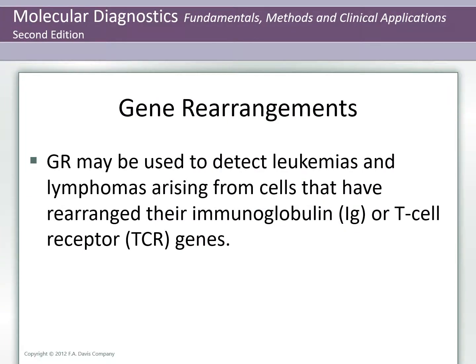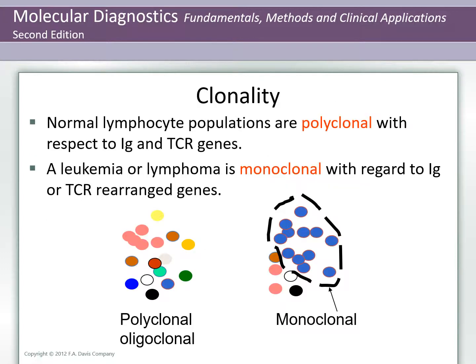Knowing that these gene rearrangements occur may be used to detect leukemias and lymphomas arising from cells that have rearranged their immunoglobulin or T-cell receptor genes. Gene rearrangements occur independently in each lymphocyte, so a normal population of lymphocytes is polyclonal with respect to their rearranged immunoglobulin or T-cell receptor genes. Overrepresentation of a single rearrangement in a specimen cell population can be an indication and characteristic of a lymphoma or leukemia. When over 1% of cells make the same gene rearrangement, the cell population is referred to as monoclonal with respect to the rearranged genes.